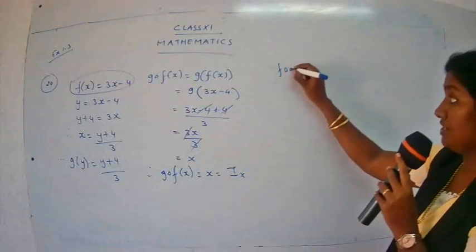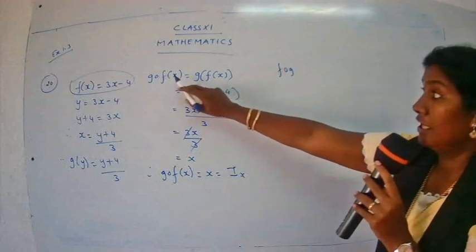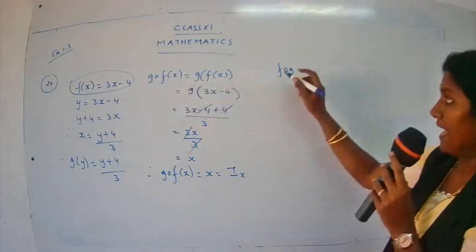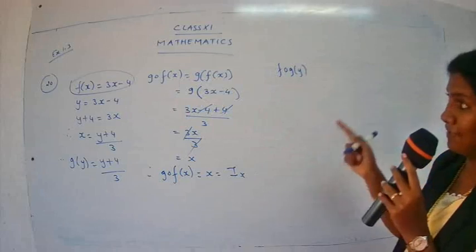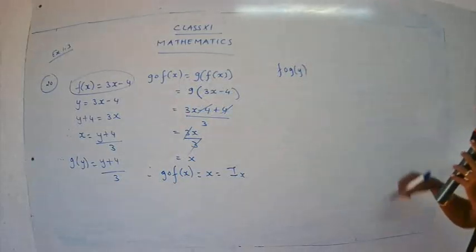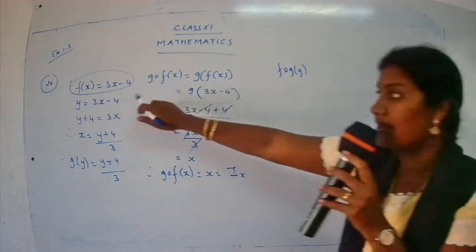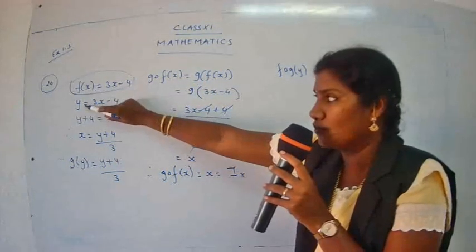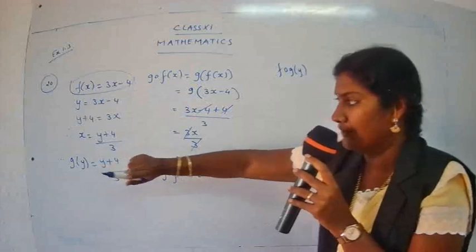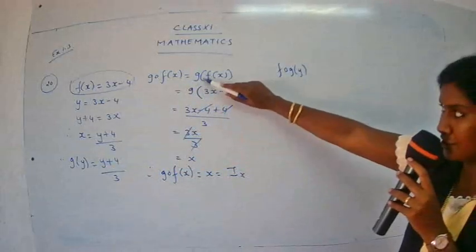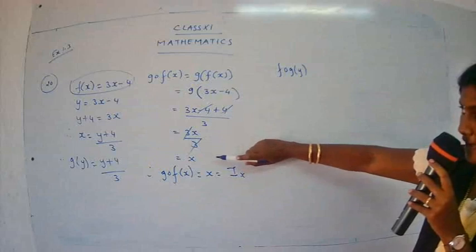F o g y. Yes, that's g o f x and f o g y. We have taken f x and g y. Yes, children, so write f o g y. Remember these two things, these are the important things that you have to follow. Write f x as y and take x as g y. Then you have to follow the composition of functions, solve and get the value.